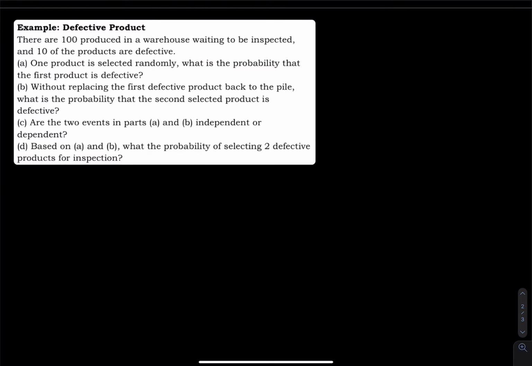Defective product. There are 100 products in a warehouse waiting to be inspected, and 10 of the products are defective. Okay, so there are 100, 10 of them are defective, so they are mixed up. You don't know which one is defective, which one is not. So here is the big picture. We have 100 products, and then 10 of them are defective.